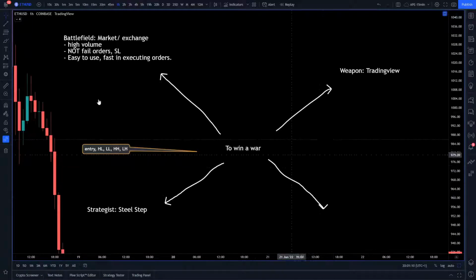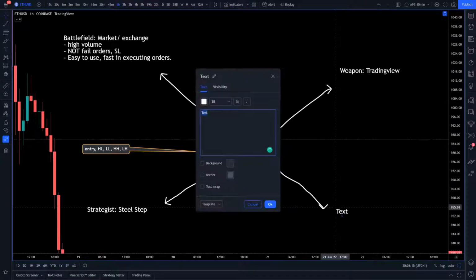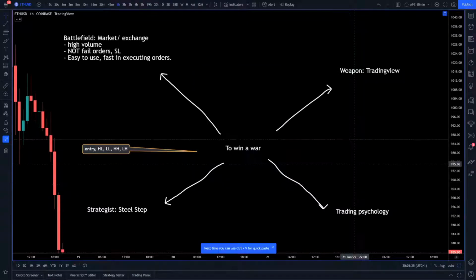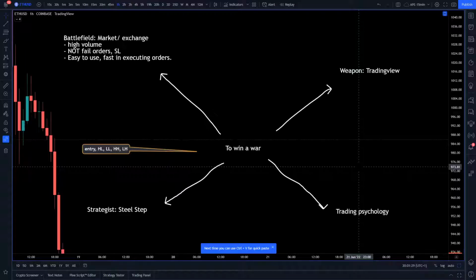So the last one is what a lot of people are struggling with. It is trading psychology. Trading psychology is a wide area for discussion. We have to trust our strategy. Yeah, like I've trusted StillStep.